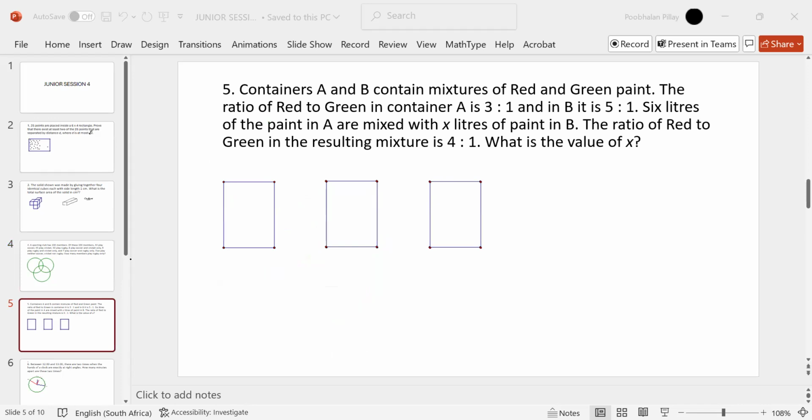Now, question 5. Containers A and B contain mixtures of red and green paint. So you got a mixture of red and green. I don't know what kind of color you'll get. You mix red and green, get a rather horrible looking color. So each of these is a container. So this one has got red and green. Let's call this container A, because it says A and B.